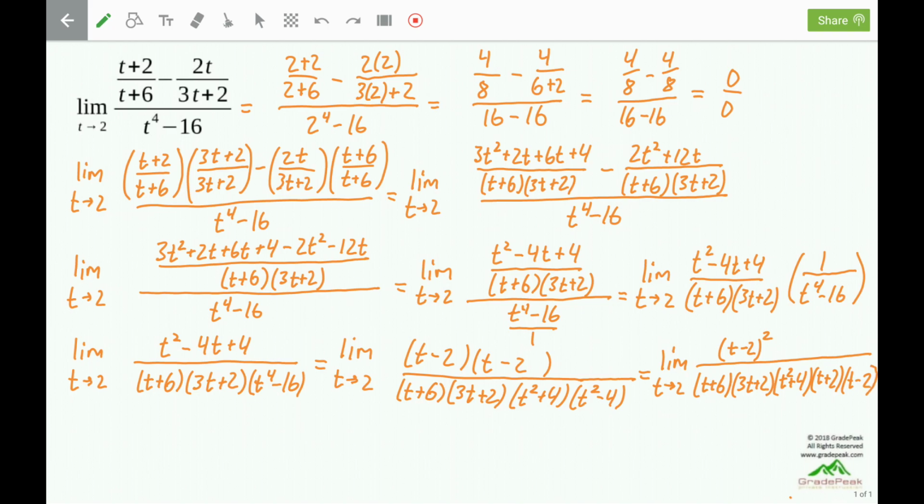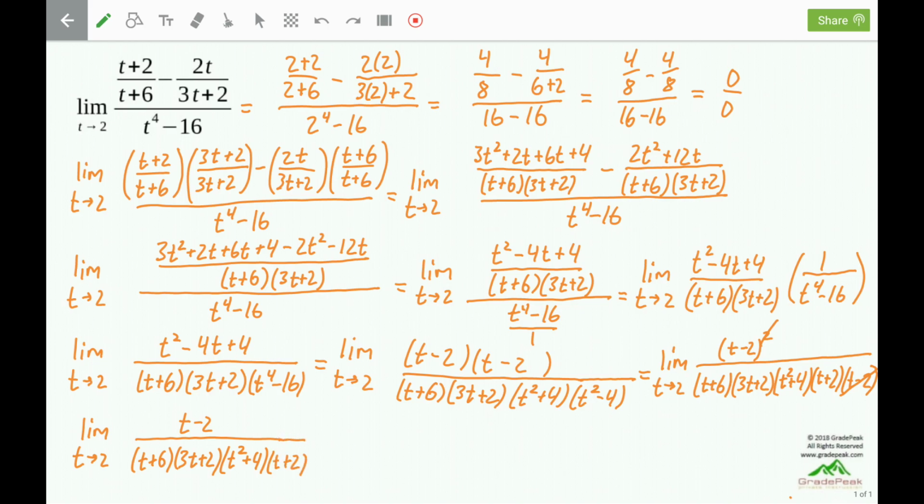There is a t minus 2 in the numerator and denominator both. We can cancel. There's two of them in the numerator, so we'll cancel out one of them by canceling out that square and cancel that out. Now we finally remove the 0 over 0 that we were encountering before. So let's just rewrite what we have left. In the numerator we have left a t minus 2. In the denominator we have left a t plus 6, a 3t plus 2, a t squared plus 4, and a t plus 2.